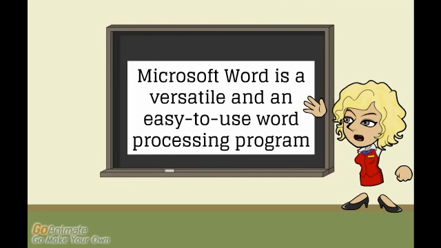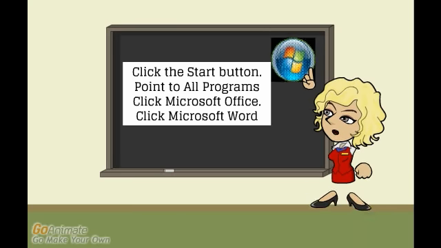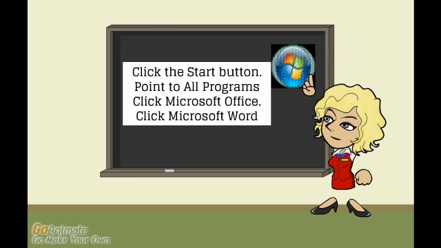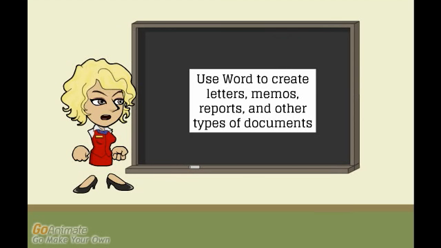Let's find out what Microsoft Word is and how it works. Microsoft Word is a versatile and easy-to-use word processing program. Locate the Windows icon at the lower left-hand side of the screen. It will open and select all programs. Scroll down until you see Windows. Open it and locate Word. You can use Word to create letters, memos, reports, and other types of documents.